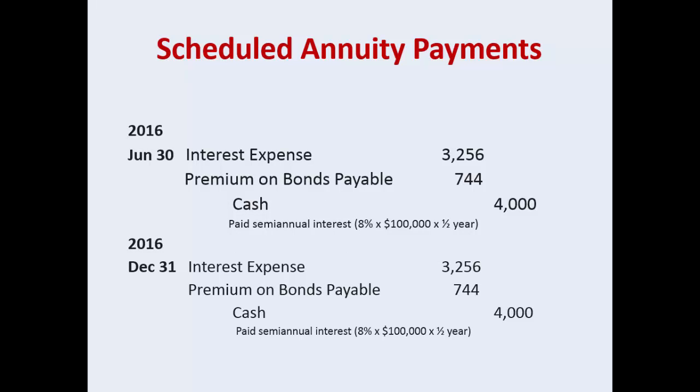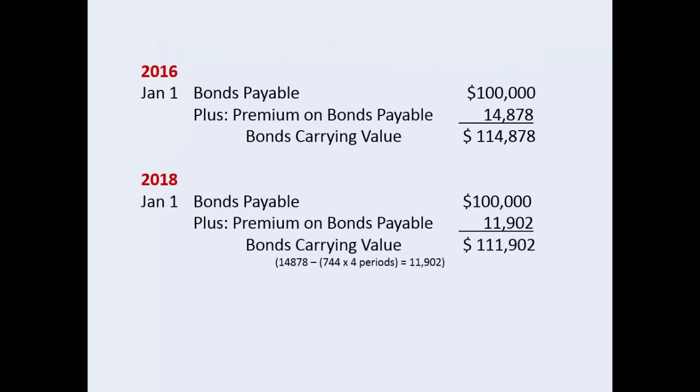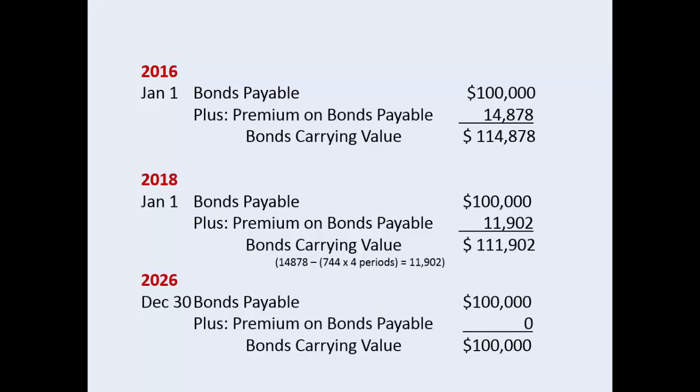Notice the journal entry is identical every 6 months. The premium amortization does not change. That's the simple straight line method, so that at maturity, the bond's carrying value equals the face value. Bond carrying value initially was $114,878. A couple years later, after 4 periods of amortization, bond carrying value is steadily decreasing until maturity when premium on bonds payable is fully amortized.